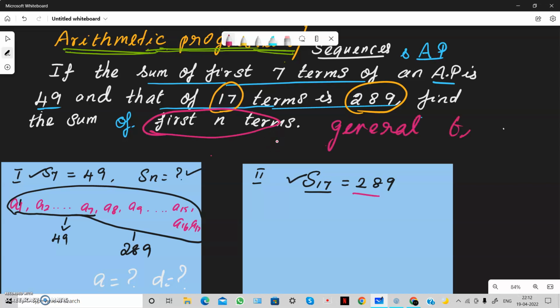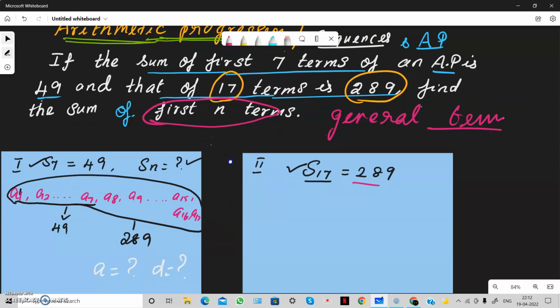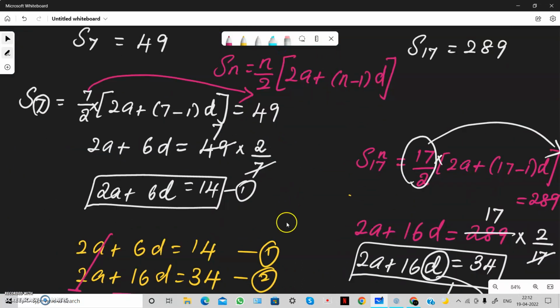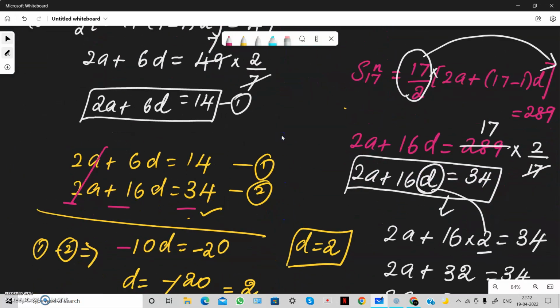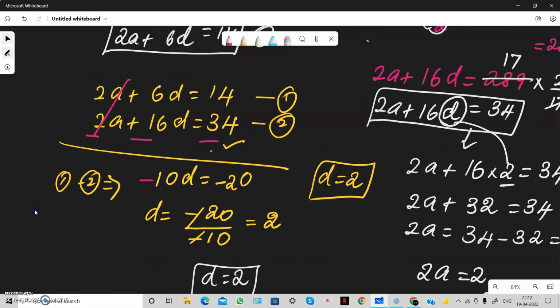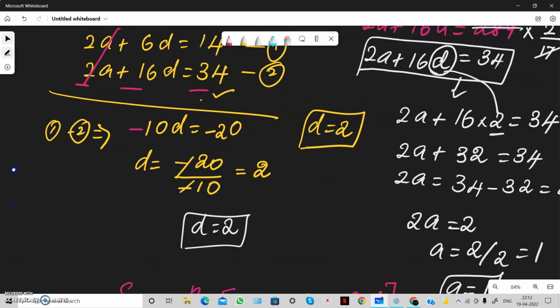Okay, students. Do you understand both the steps? So we have to find the two equations and solve them like an algebra lesson, right? If you solve, you can find the values of A and D. So D is 2 and A is 1. Okay. After using the formula and cancelling the equations, right?